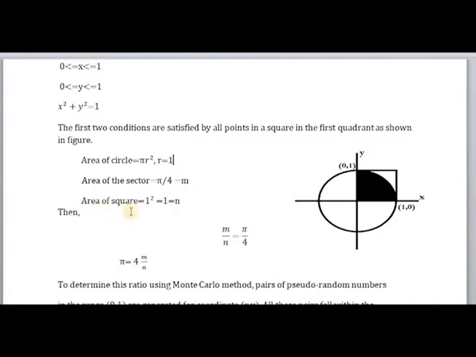And what is the area of the square? Side into side, that is 1 squared, that is 1. I'll name it n. So if you put m by n, what you'll get? m by n is equal to pi by 4, and you can get the value of pi as 4 times m by n. So this is the method that you're going to follow here.